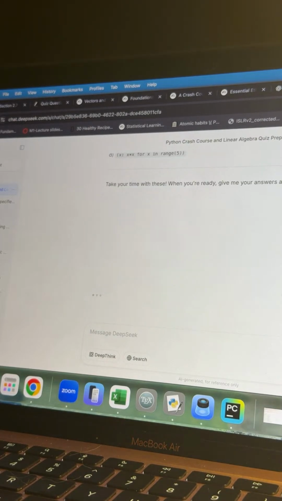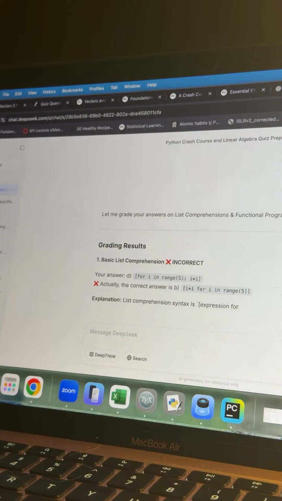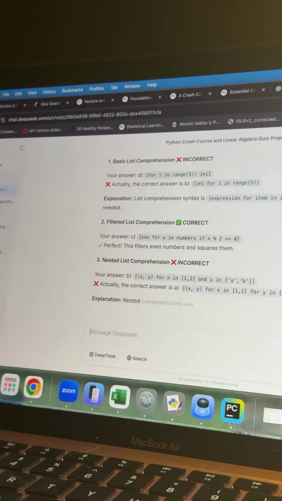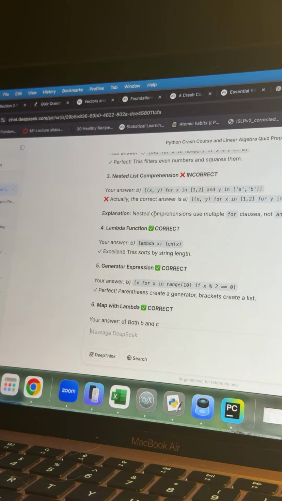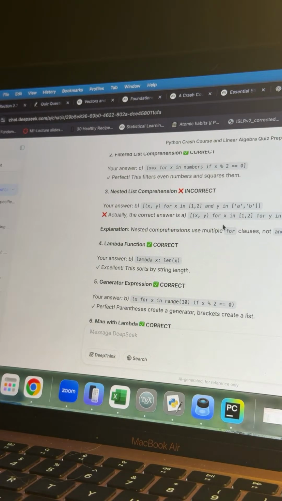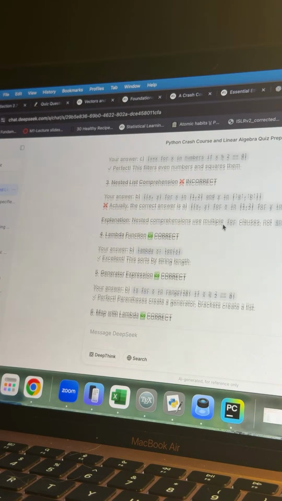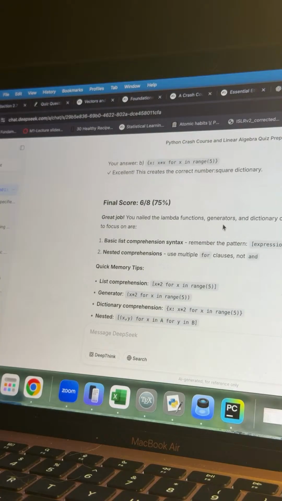See, finally, the answers. Rick Morty's back. What's one plus one? A or B? I had three wrong. Oh my gosh, we got two wrong. Oh, at least we got most of them right.